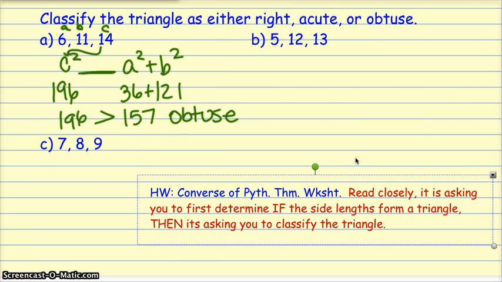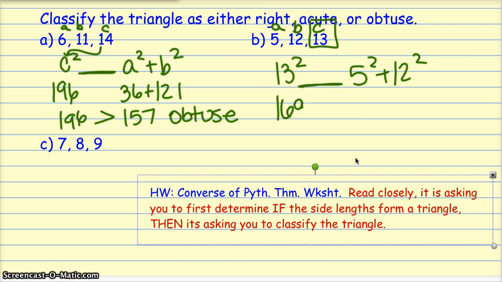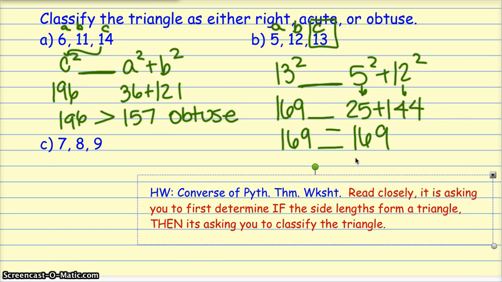Try it here. It is a Pythagorean triple. It's going to work out. You may start recognizing them. A, B, C. I'm calling that C because it's the longest. 13 squared, blank. The other two, 169. And all I'm doing is the calculation straight down. 169 is blank, 169. Because they're equal to each other, I know that this is a right triangle.